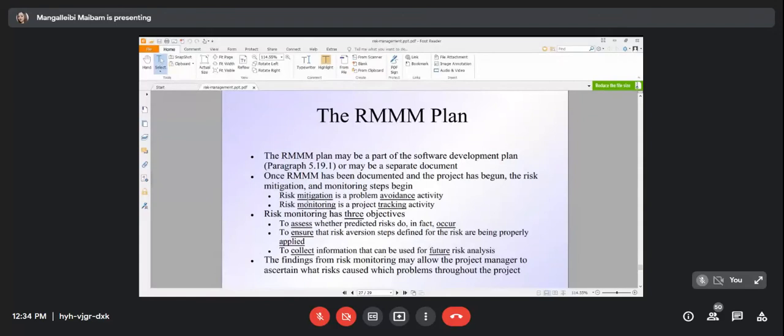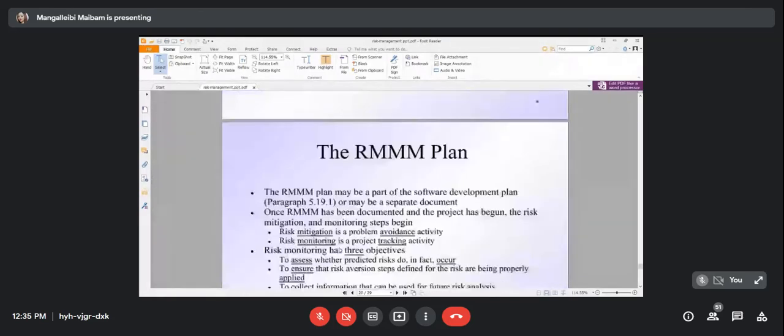Okay, next one, it is risk monitoring. It is a project tracking activity. Okay, first one, mitigation. It is an avoidance activity, whereas in monitoring, it is a project tracking activity. So for monitoring, we have three steps: assessing whether predicted risks occur or not, ensuring that the steps defined for the risks are being properly applied, and finally collecting the information.